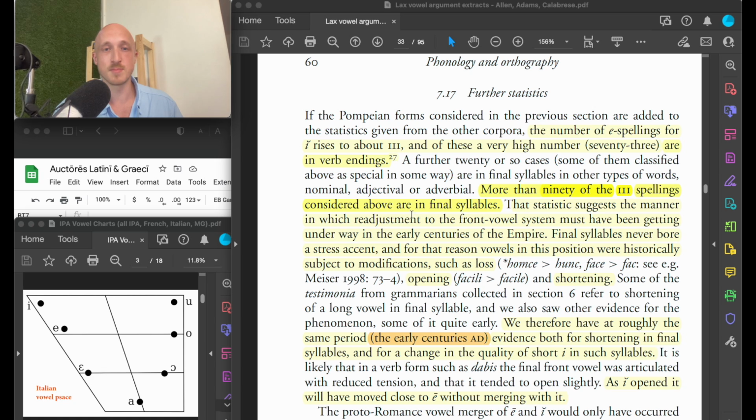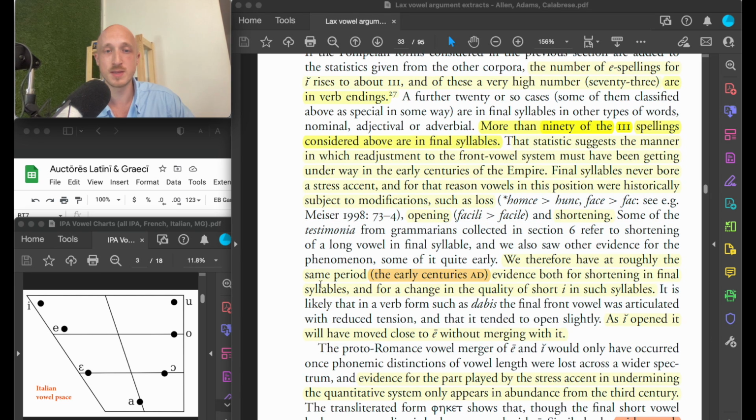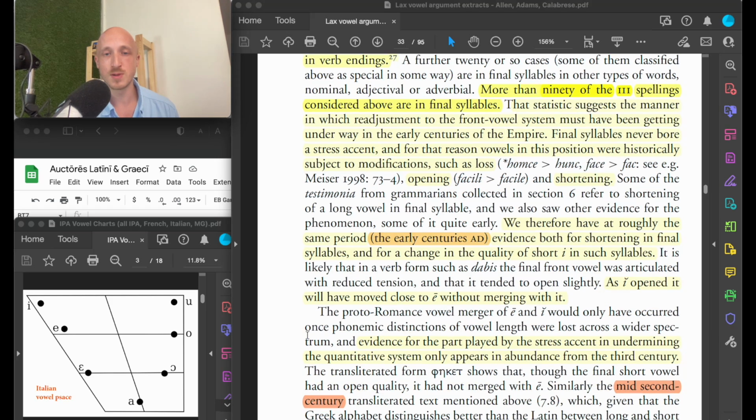That statistic suggests the manner in which readjustment to the front vowel system must have been getting underway in the early centuries of the empire. Final syllables never bore a stress accent, with of course the very few exceptions, not worth mentioning, and for that reason, vowels in this position were historically subject to modifications, such as loss, hunc to hunk, fac to fak, opening of facili to facile, and shortening. We therefore have, at roughly the same period, the early centuries AD, evidence both for shortening in final syllables and for a change in quality of short e in such syllables. As ĕ opened, it will have moved close to ē without merging with it.